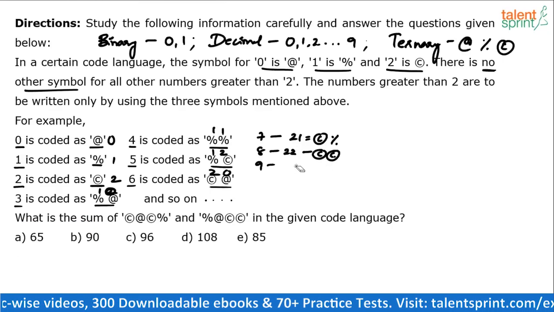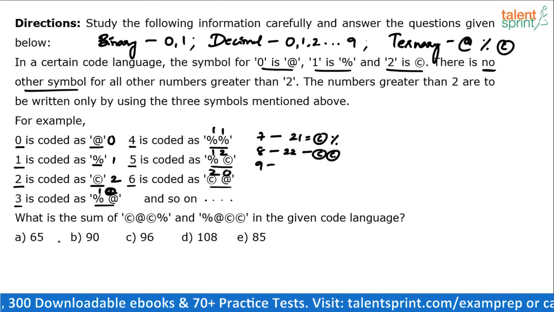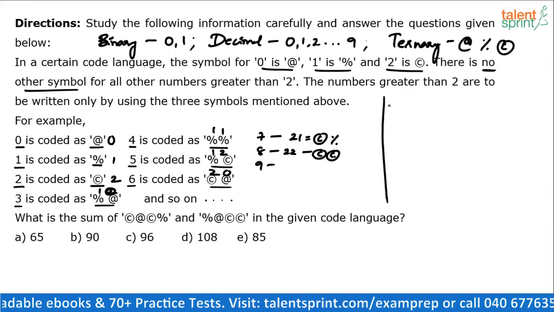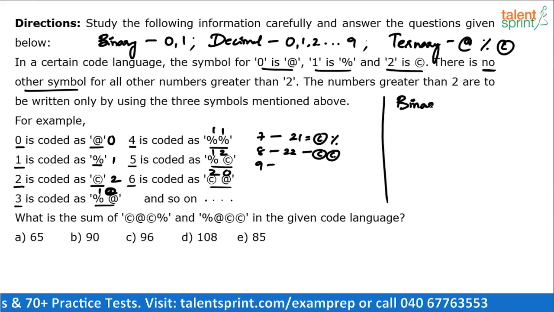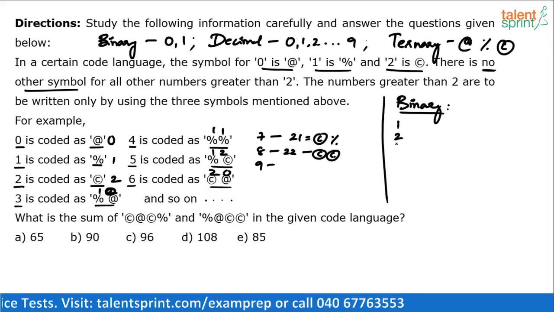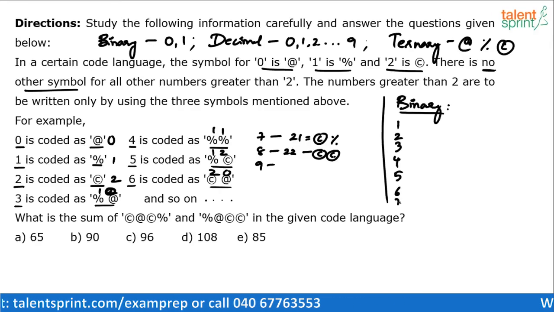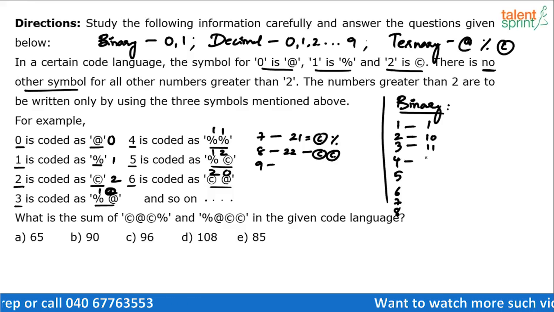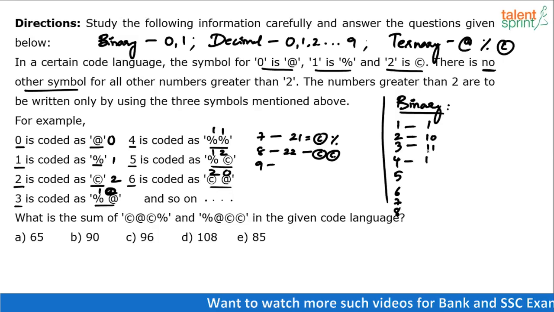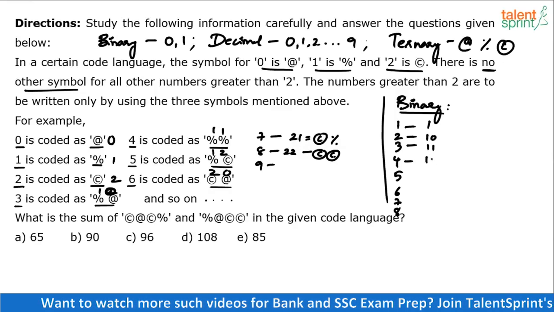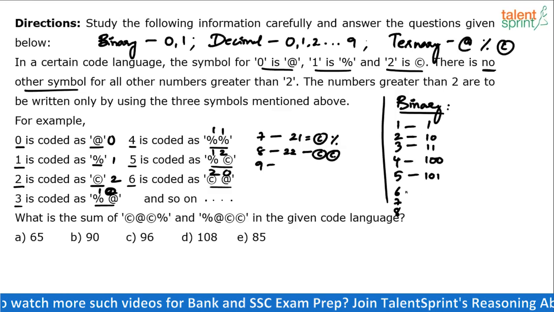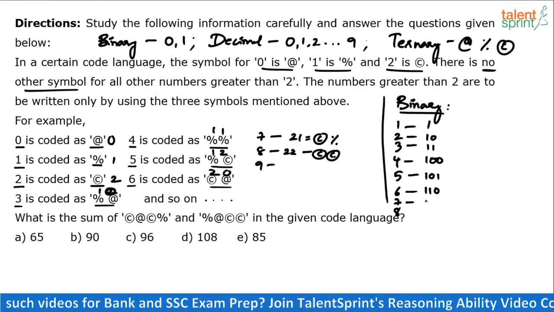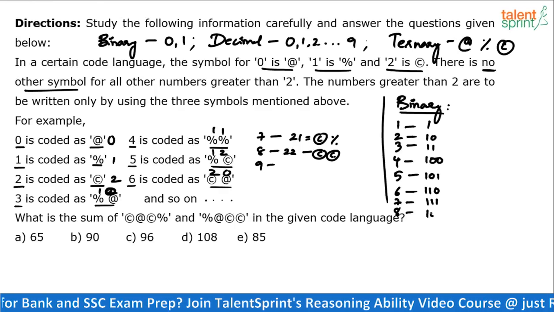It is analogous to the binary system. If you recall, what happens in the binary system? How do we write numbers 1, 2, 3, 4, 5, 6, 7 and so on? 1 is 1, 2 is 10, 3 is 11, 4 is what? Only 1's and 0's have to be used, right? So 4 should be 100, 5 should be 101, 6 should be 110, 7 should be 111, 8 should be 1000.